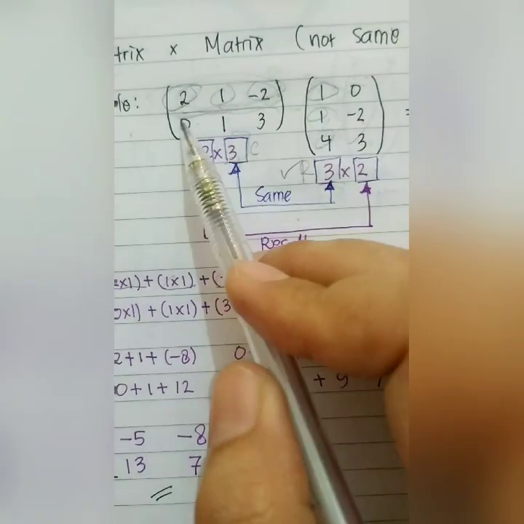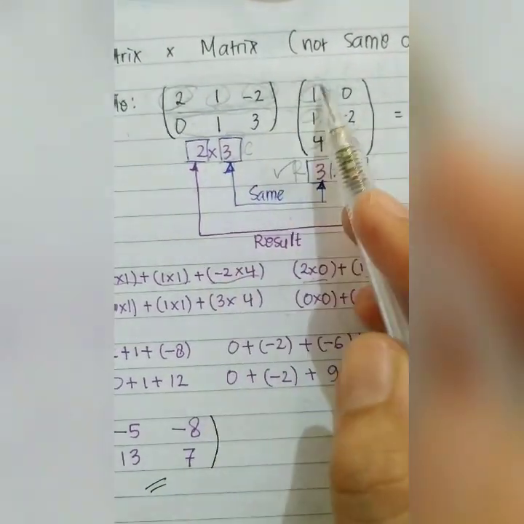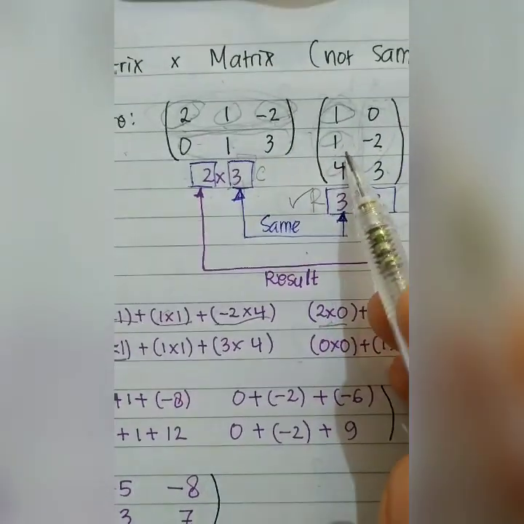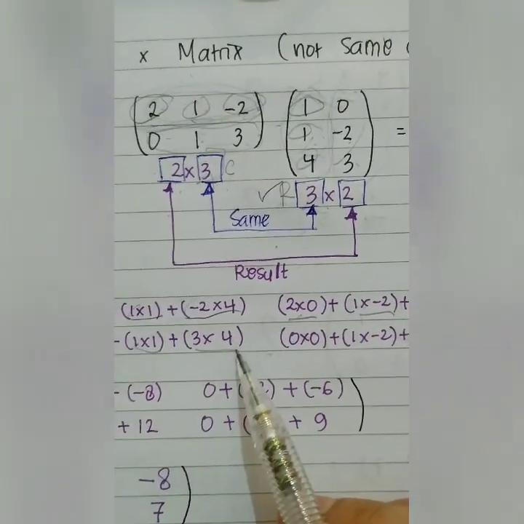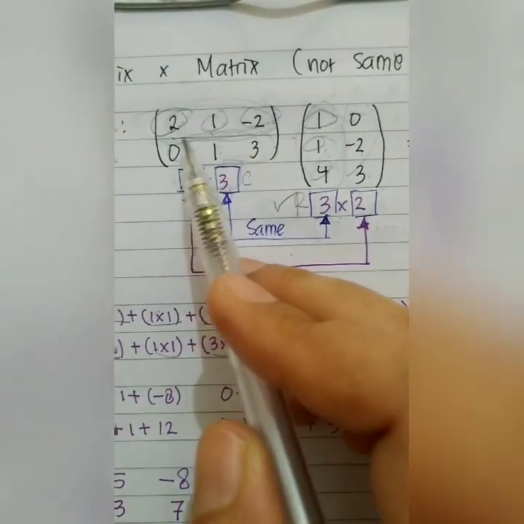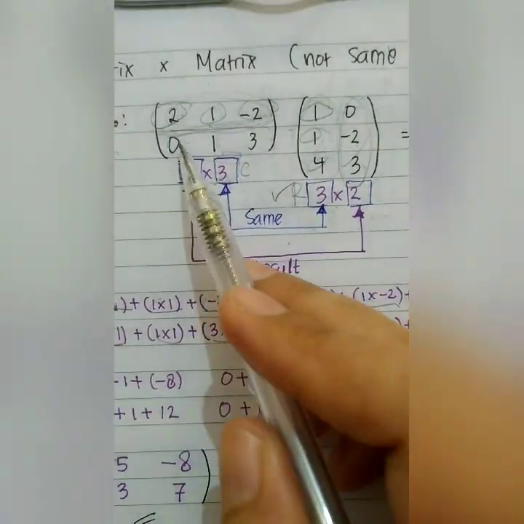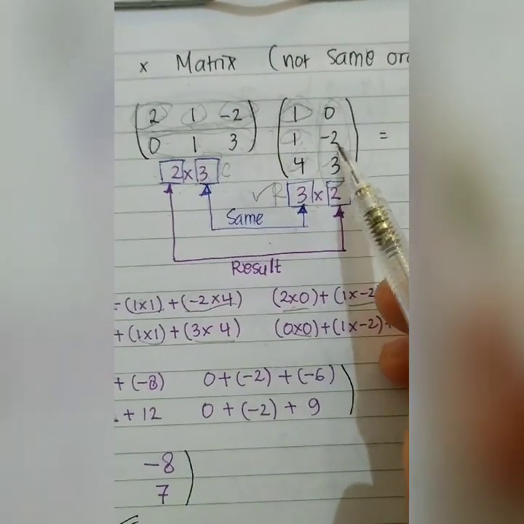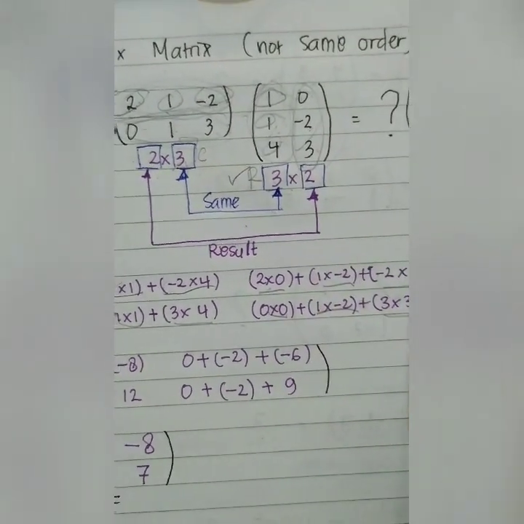Then the second row with the first column. Okay. 0 times 1, here 0 times 1. 1 times 1, here 1 times 1. And then 3 times 4, here 3 times 4. And from the second row, second column. Okay. 0 times 0 is here. 1 times negative 2 here, and then 3 times 3 is here.